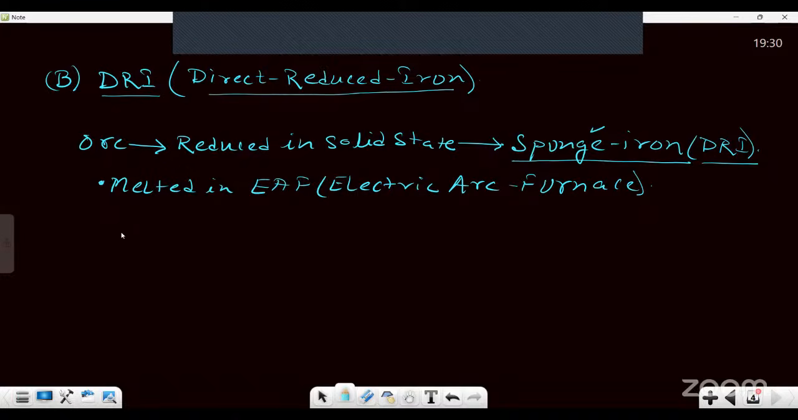Okay, and scrap is also used. Electricity is used here and scrap is used. Right?